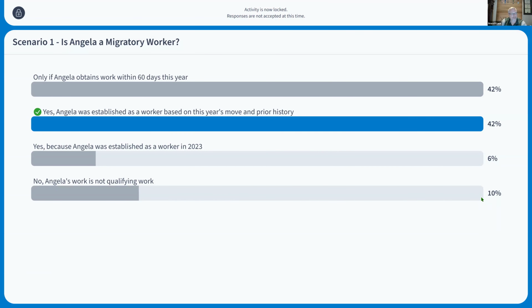So the first answer is incorrect because that would be true only if Angela obtains work in 60 days. Certainly if she did in the first 60 days, she'd become a migratory agricultural worker. In this case, though, we don't even need to wait for that because she was seeking work this year and has a history of at least 2 moves. She was not established in the past based on our criteria because it was over 60 days. So I understand why some people would say that. And the work is qualifying work.